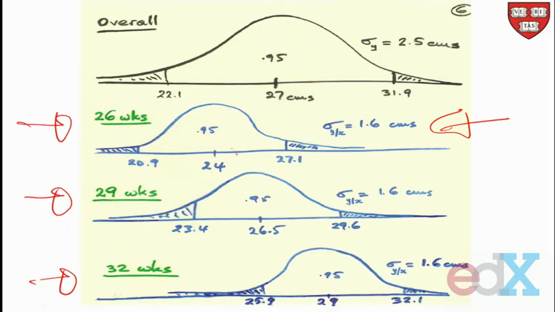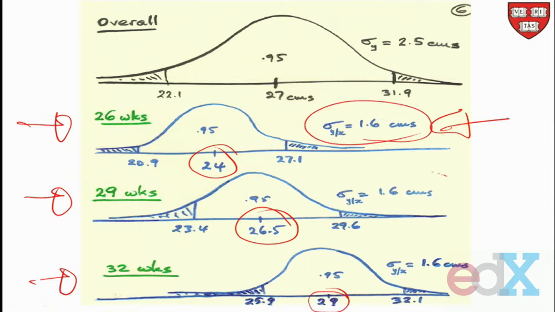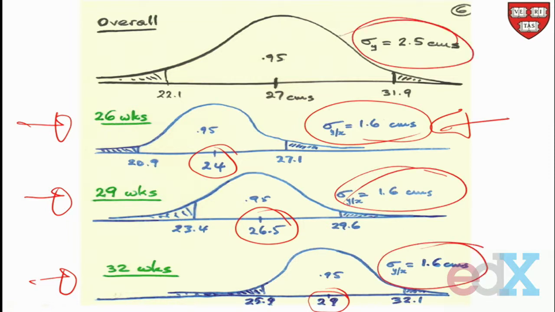They're going to vary around what mean? Well, the mean will be 24 there. It'll be 26.5 there. It'll be 29 there. And what standard deviation? The same, 1.6, 1.6, 1.6. Much more homogeneous than the 2.5. Let me repeat myself. And the mean, well, the mean is shifting.